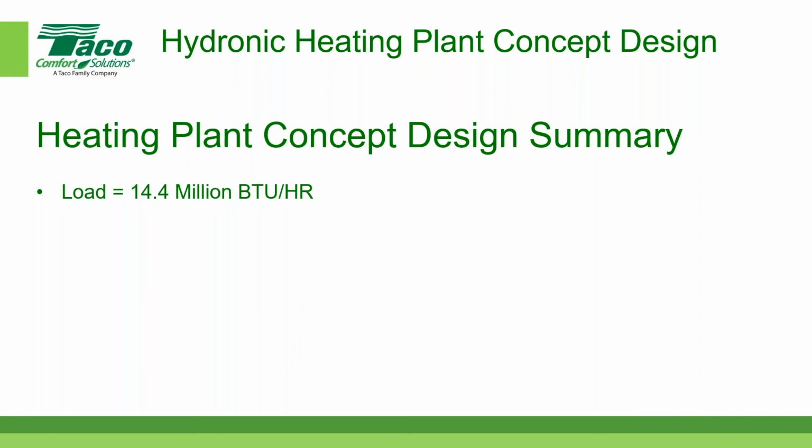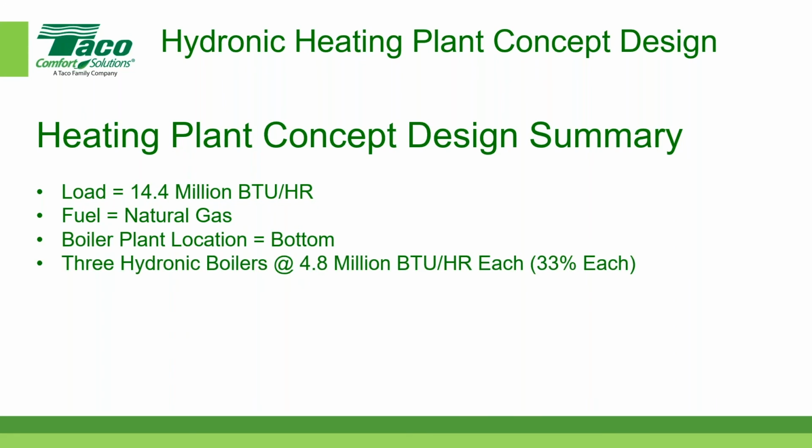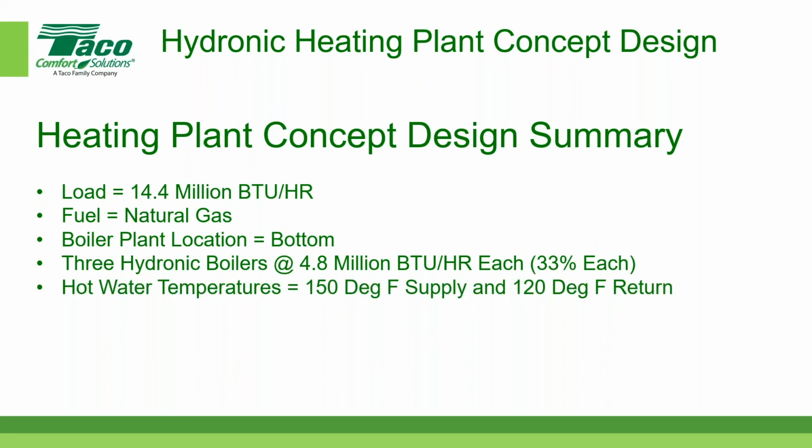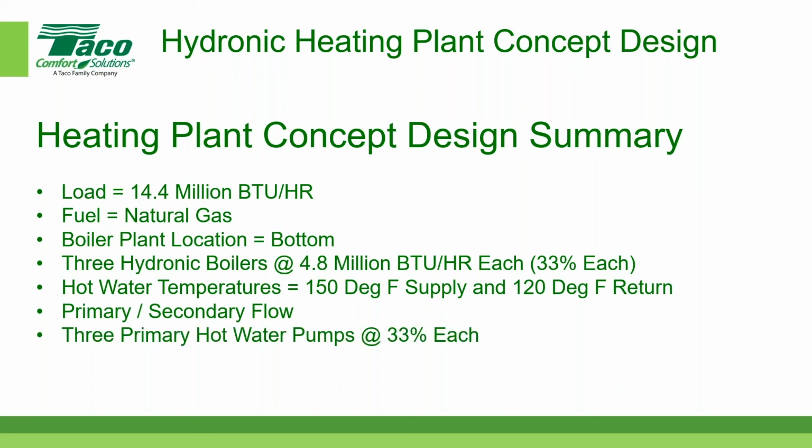We've decided that the load is approximately 14.4 million BTUs per hour. We've made the decision that it should be natural gas. The boiler plant location is in the bottom of the building. We're going to have 3 hydronic boilers at roughly 4.8 million BTUs per hour each. That's 33% each. We have a hot water supply temperature of 150 degrees, and a return water temperature of 120 degrees Fahrenheit. We've decided on a primary secondary flow, and we're going to have 3 primary hot water pumps at 33% each, and 3 secondary hot water pumps at 33% each.